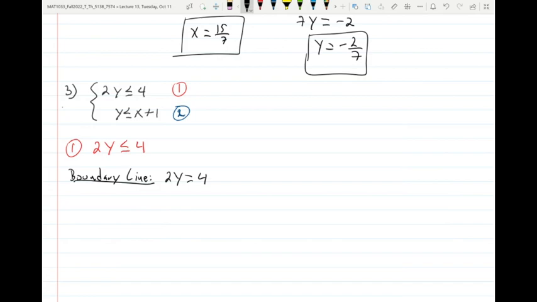All right, so let's see. Okay. The boundary line, is it going to be dashed or solid? Solid. It's going to be solid because it says less than or equal to, right? So we know this is going to be a solid line. Okay, good. And now, what type of line is this? We have 2y equals 4. Of course, the same thing as y equals 2, right?